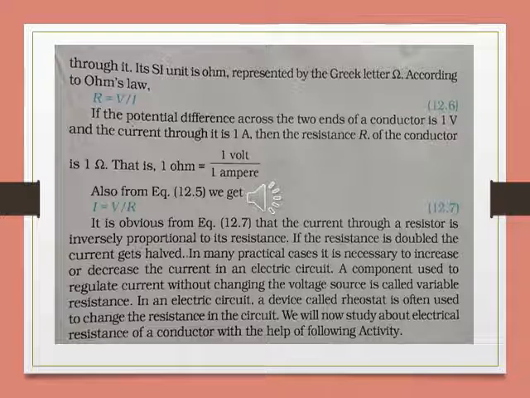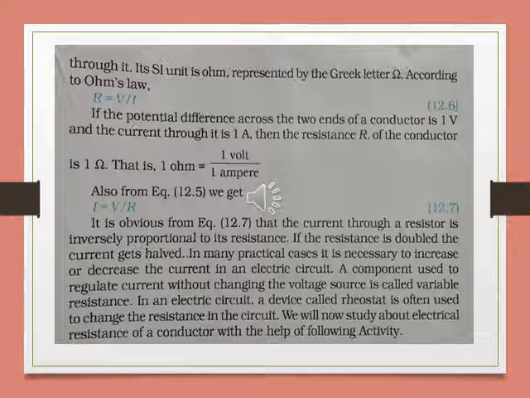In many cases, a component used to regulate current without changing the voltage source is called a variable resistance, and that variable resistance is known as the rheostat. We have studied this already in the electric circuit, and you have seen the diagram also. In an electric circuit, a device called a rheostat is often used to change the resistance in the circuit.